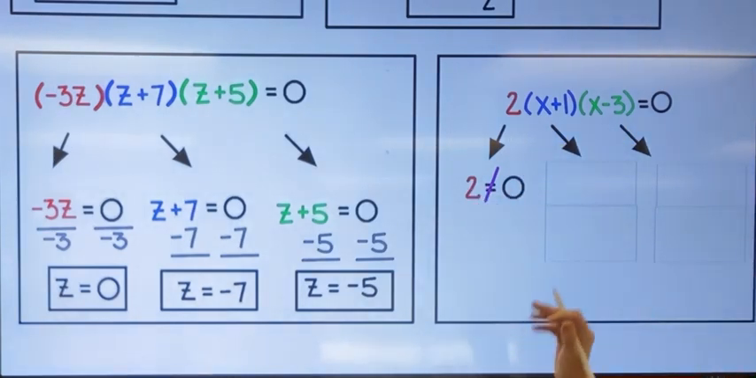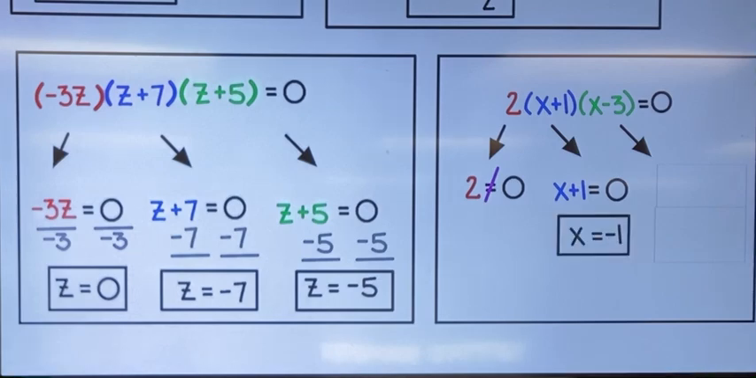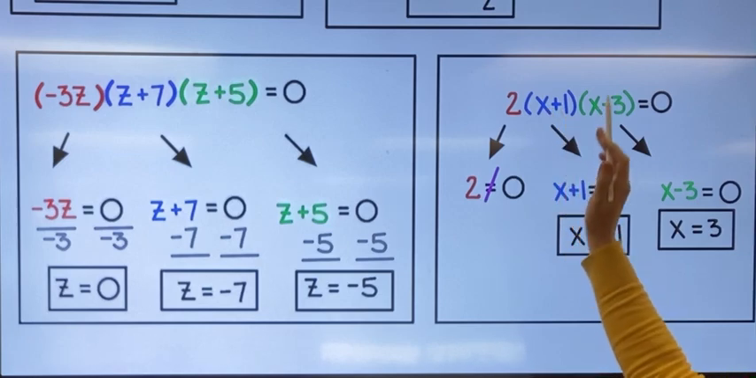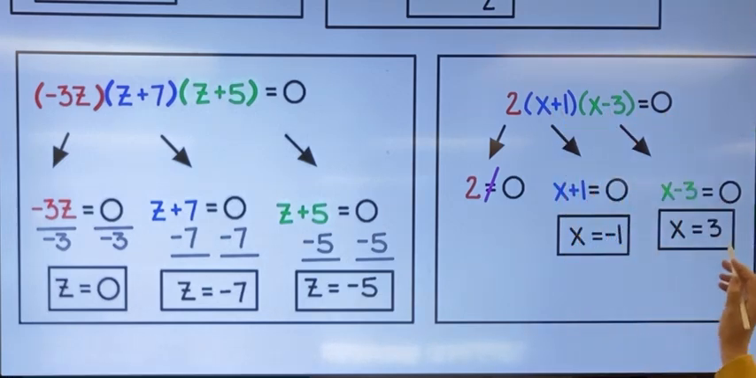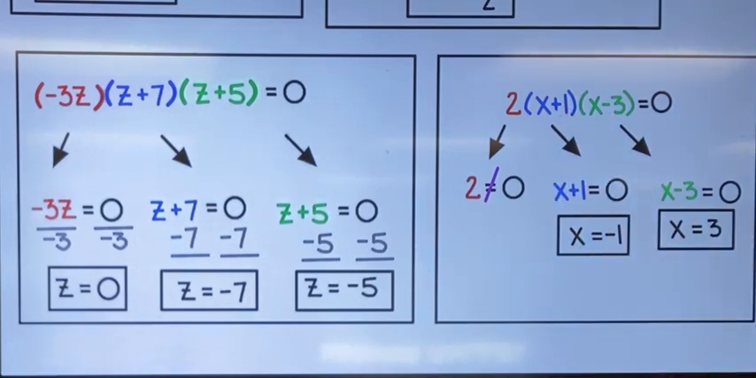So that's just nothing. Then I set the x plus 1 equal to 0 and solve. So if I subtract 1 from both sides, I find out that x could be negative 1. And then if I set the green one equal to 0 and add 3, I find out that x is equal to 3. So by plugging negative 1 back into the original, I would have 2 multiplied by 0 times negative 4, which is 0. If I plug 3 back into the original, I'd have 2 times 4 times 0.